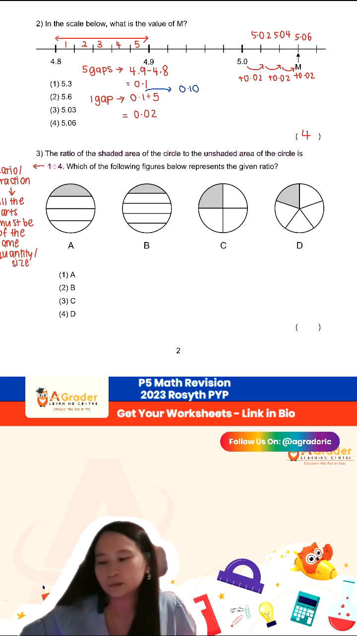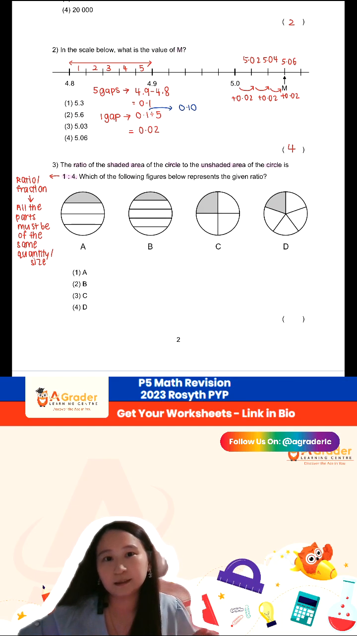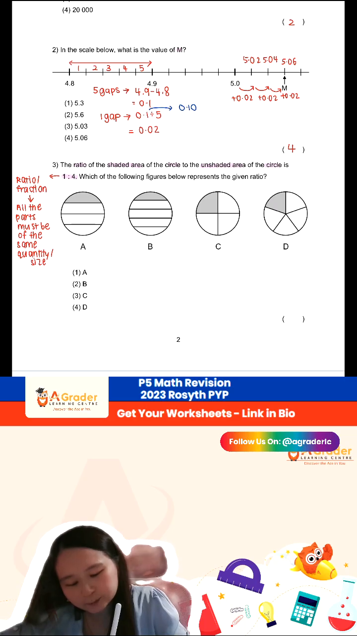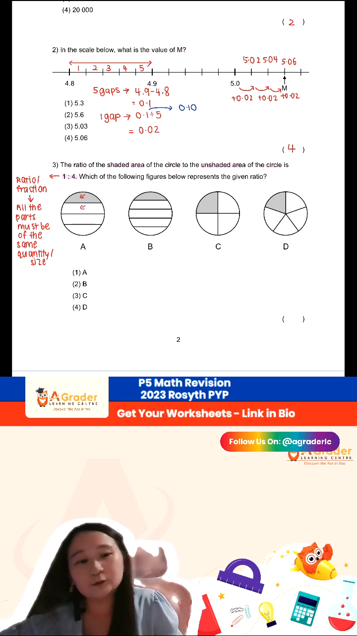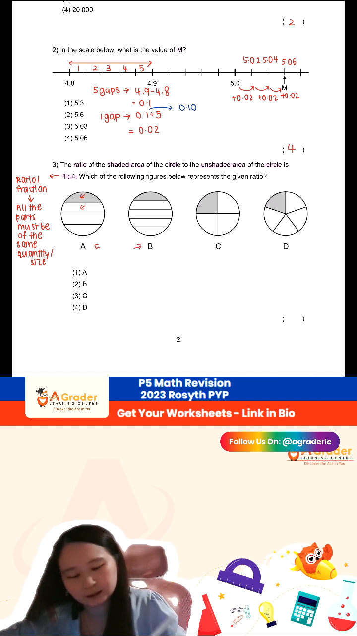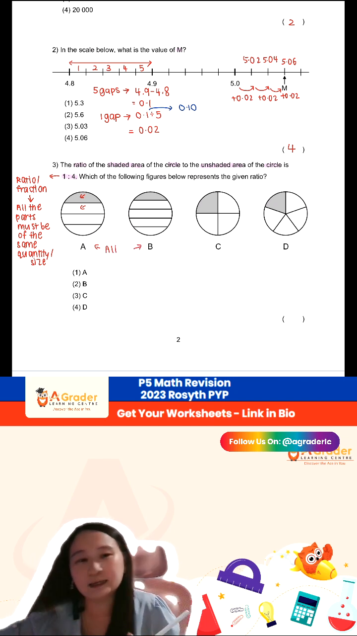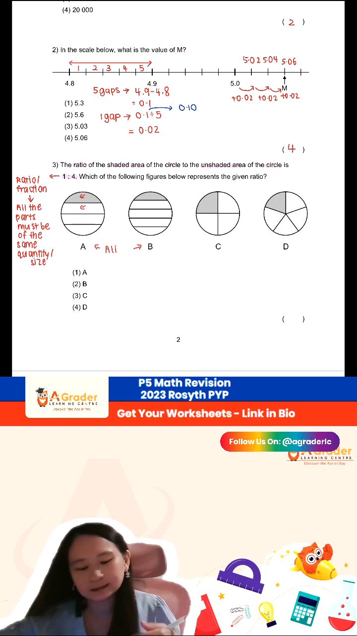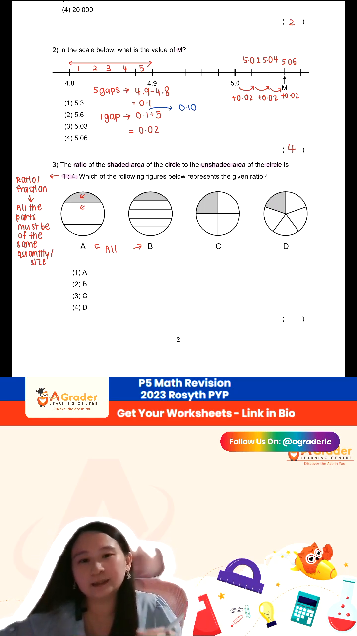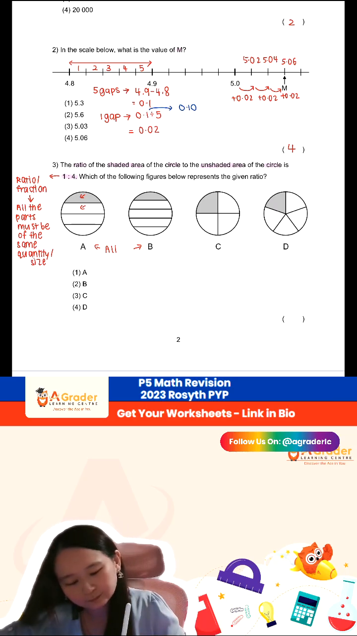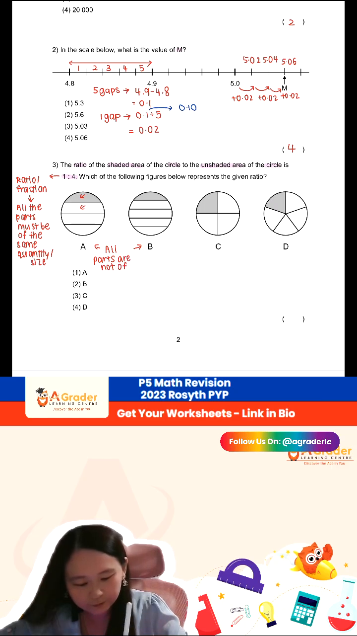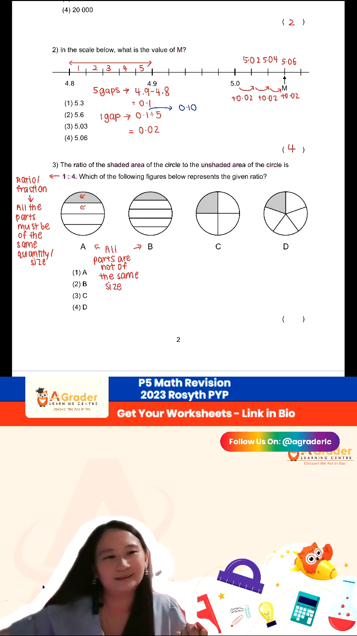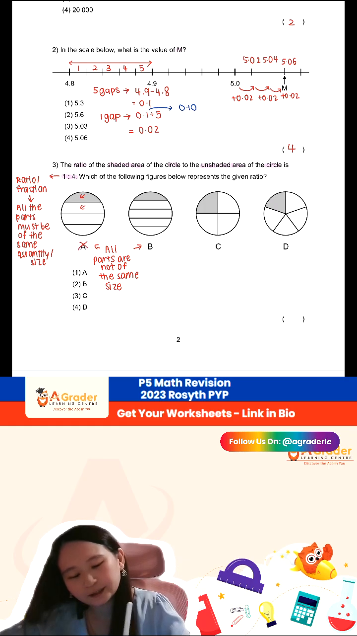Okay, so we can see that for A and B, all the parts here do not have the same size. Same for part B, because they are cut in almost the same manner, just cut into different numbers. So A is cut into 4 parts, B is cut into 5 parts, but they're all different parts. So all the parts are not of the same size. So A and B is out.